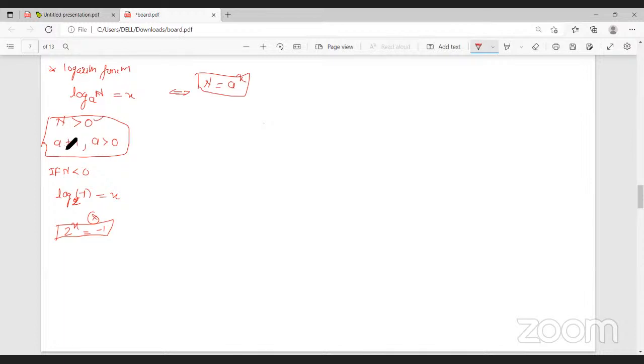Same for a not equal to 1. What if we take log of 2 with base 1 equal to x? In this case, what will happen? Is there any number x such that we will get 2? No, because 1 to the power of any number will be 1, right? So we cannot allow a equal to 1 also. Now, what if a is less than 0, that is a negative number, say log of 2 to the base minus 2 equals x?